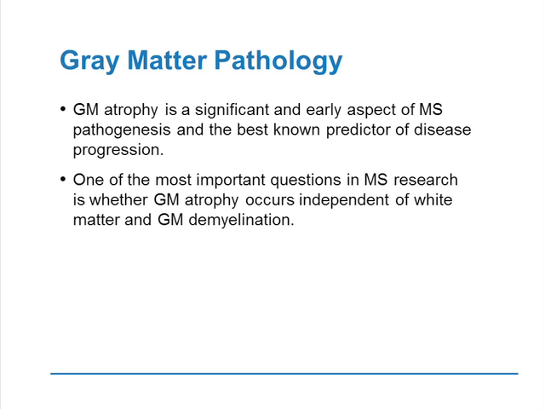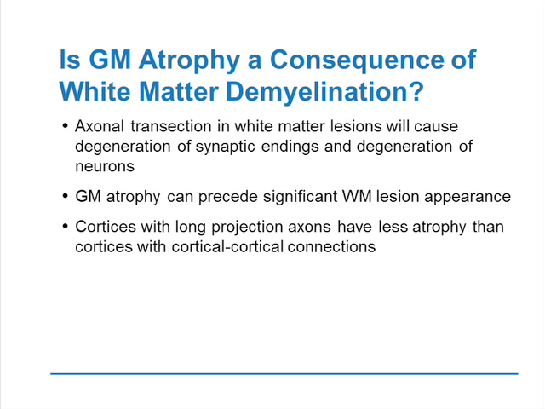And so ask the question, next slide: is gray matter atrophy a consequence of white matter demyelination? Axonal transection in white matter lesions will cause degeneration of synaptic endings and degeneration of neurons. So if you transect an axon in a lesion, the distal part of that axon going to make a synapse on the target will degenerate.